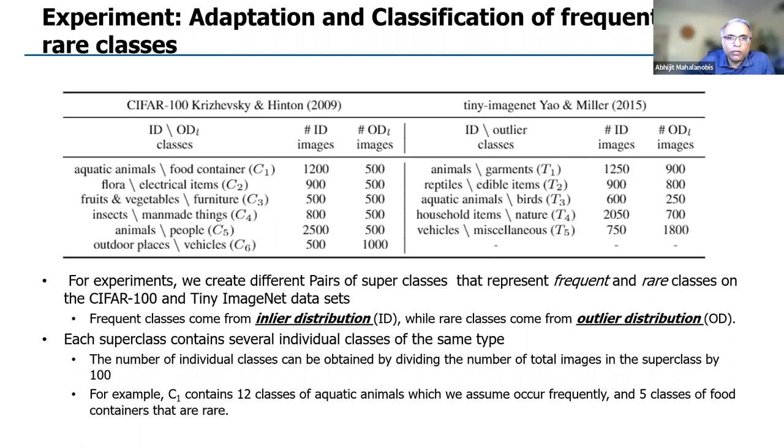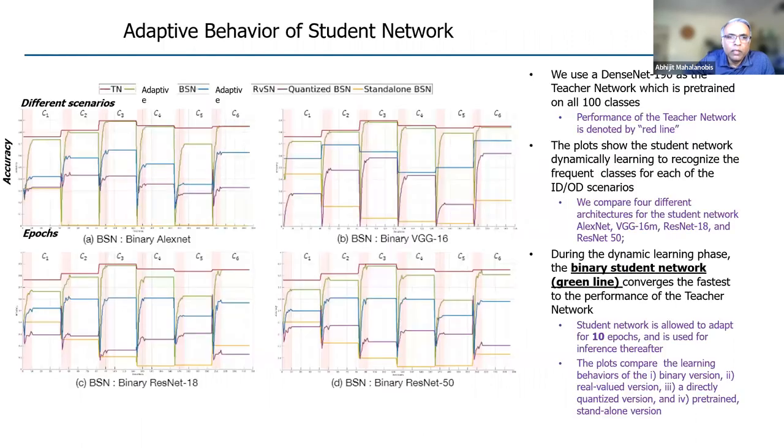And this experiment was also done with the Tiny ImageNet. And here are the groupings of the in-class and out-class and the number of images that were used for both. This plot just shows, on the horizontal axis, the adaptation epoch. There are four different networks that we tried as the student network. I think the teacher network was always a DenseNet 190.